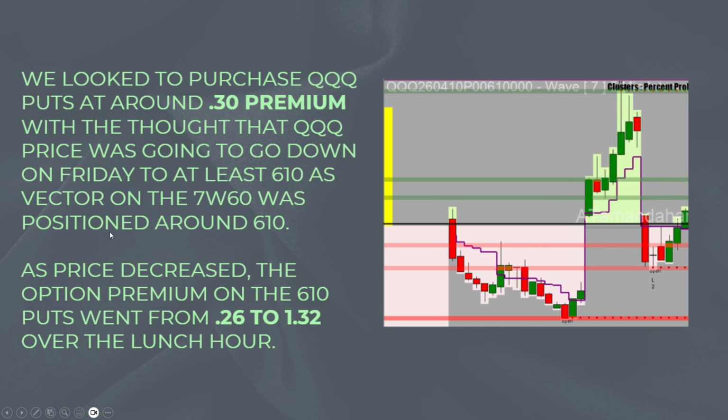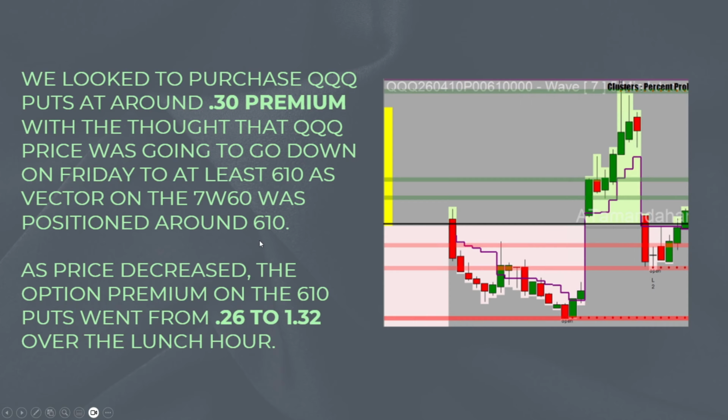Okay. So we looked to purchase QQQ puts around 30 cents premium with the thought that QQQ price was going to go down on Friday to at least 610, as the vector on the 7-wave 60 was positioned around 610. So again, guys, we were looking for that QQQ short. It was basically a traditional gray box setup that we would do with futures. You can obviously do the same with options or equities as well.